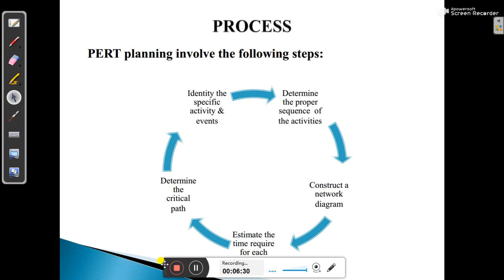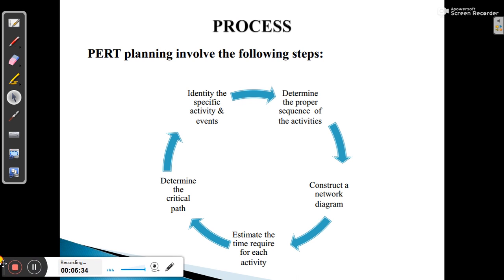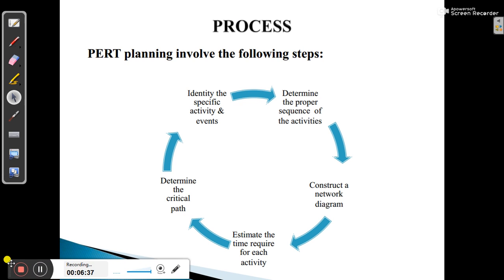In designing the PERT, PERT planning involves the following steps. First, it is a cyclic process. You can start at any point of time, but try to start with this one. Identify specific activities and events. Determine the proper sequence of the activities.